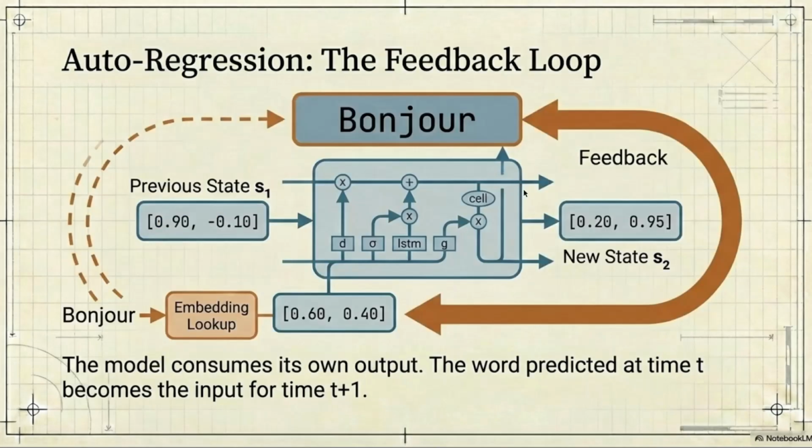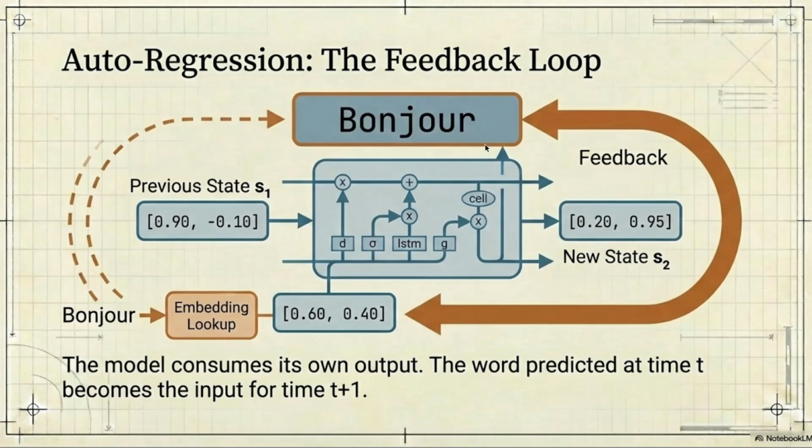So this is autoregression, or the feedback loop. Now that we have the word bonjour, the output at time t becomes the input at time t plus 1. So in the next step, bonjour would be the input. Remember, in the previous one, the input was the special token SOS, or start of sentence.